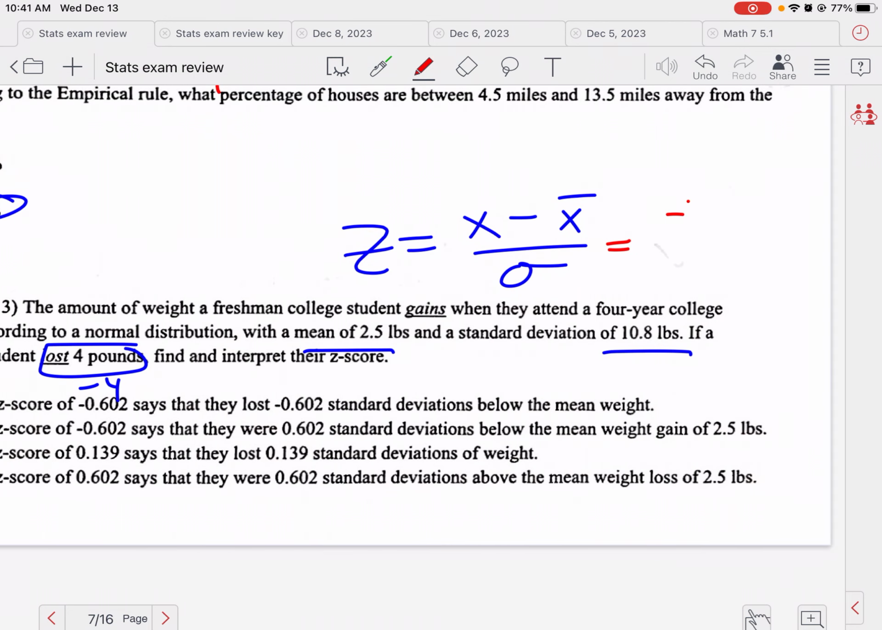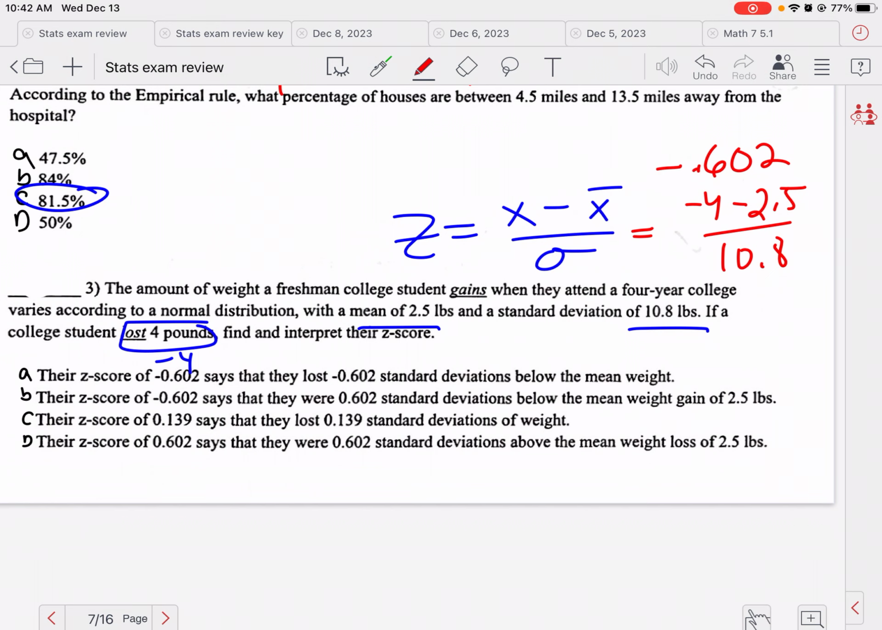So my x is going to be -4 because we're losing 4 pounds, and this is about weight gain, minus my mean, which is 2.5, all over my 10.8. So we're going to have -4 minus 2.5 divided by 10.8, and that's going to give me -0.602. And that is talking about my standard deviations, okay? So their z-score says -0.602 says that they lost that many standard deviations of weight below the mean.